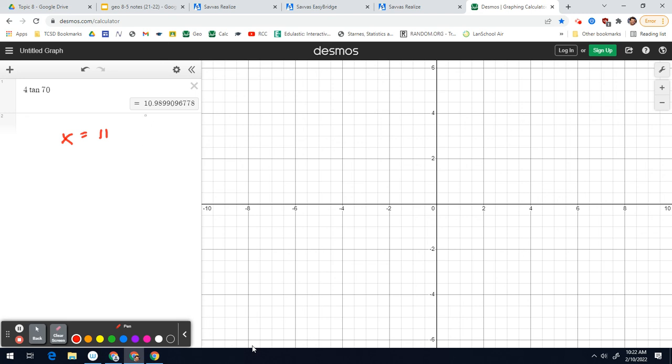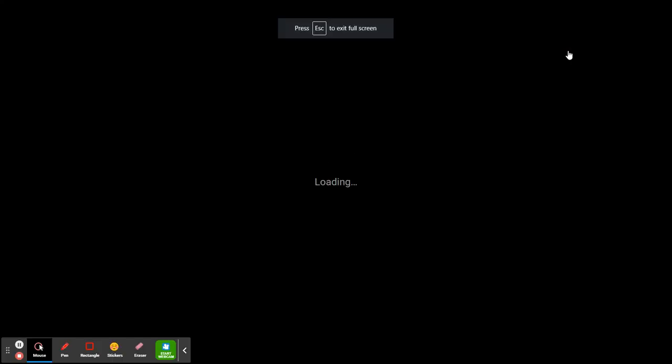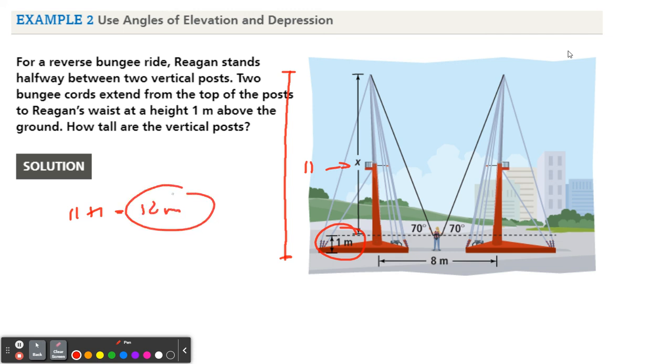And that would be what? Meters. But again, you're not done. Why are you not done? Let's go back to the picture. In this picture, that is the value of x. So x is 11, but this post goes all the way to the ground, which means you have to add that 1. So the total height of the vertical post is 11 plus 1, which is 12 meters. That was your angle of elevation, right triangle problem. All right, stay tuned to video 2 where we do a couple non-right triangle problems.